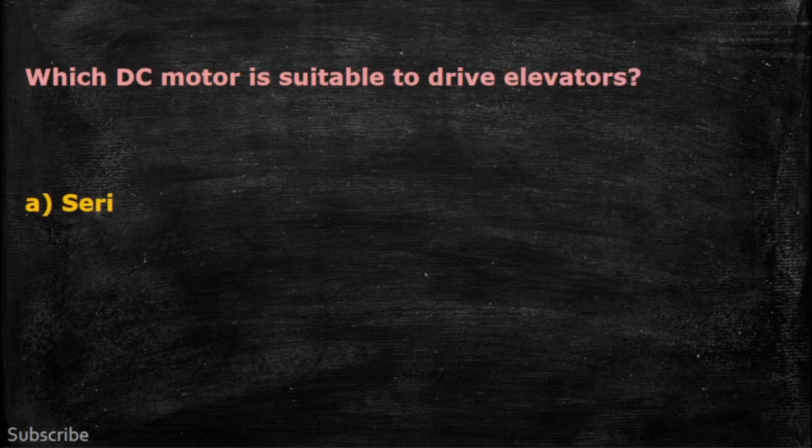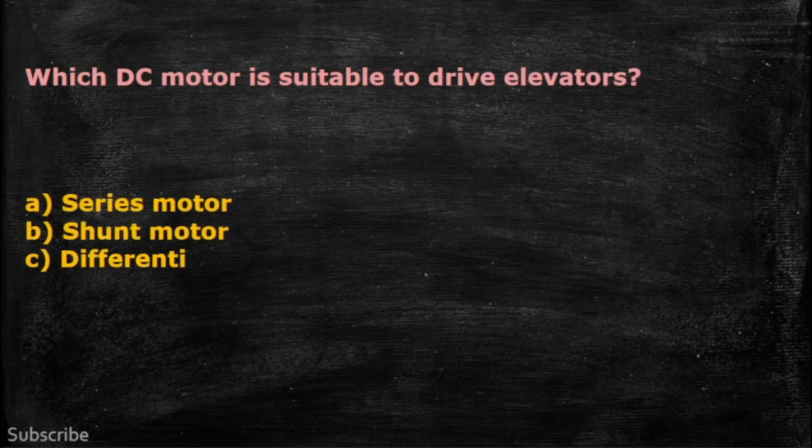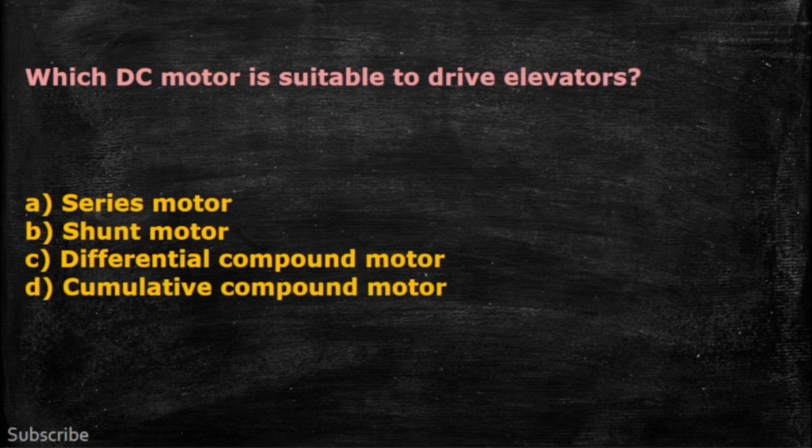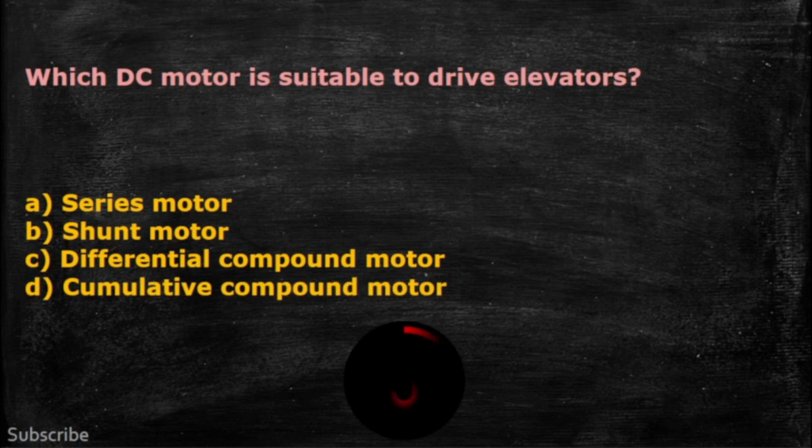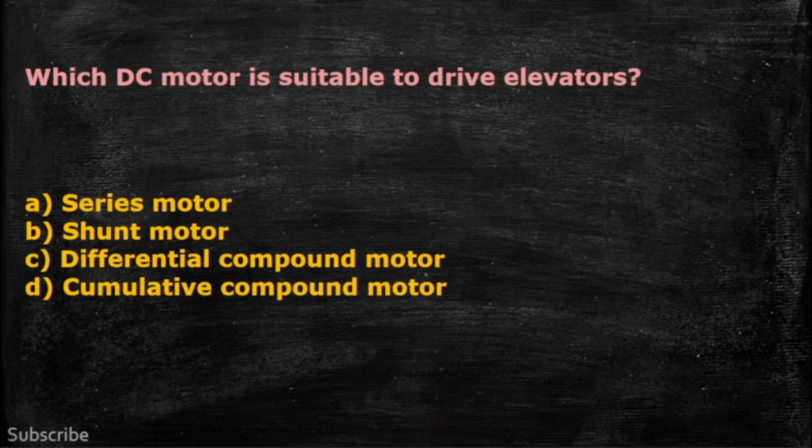Question number 9. Which DC motor is suitable to drive elevators? A. Series motor. B. Shunt motor. C. Differential compound motor. D. Cumulative compound motor. The correct answer is letter D, cumulative compound motor.